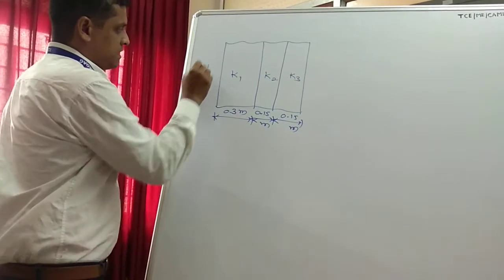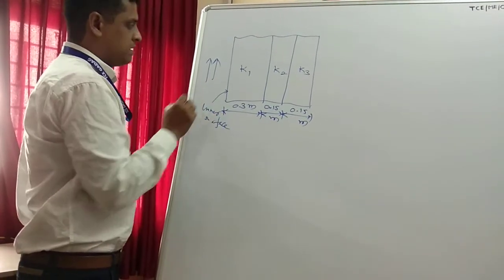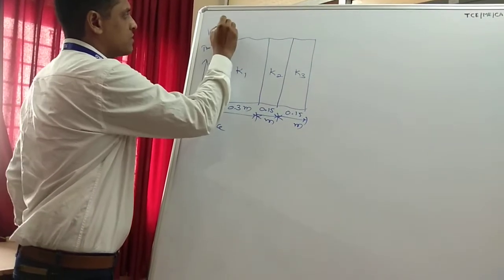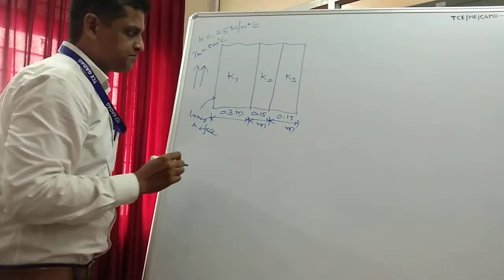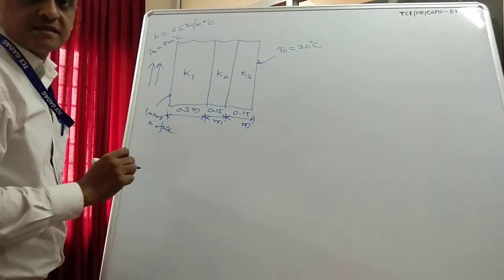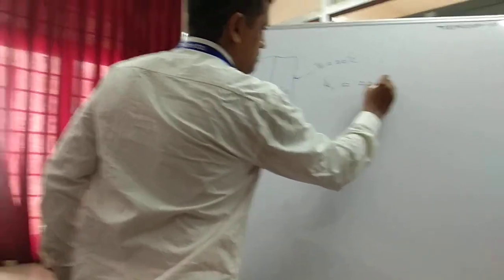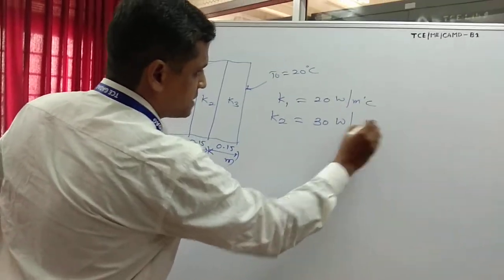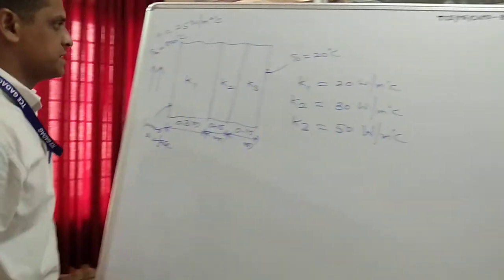and the convection takes place on the inner surface. This is the inner surface of the composite wall, and the ambient temperature given is 800 degrees Celsius and convective heat transfer coefficient is 25 watts per meter square degree Celsius, and outer wall temperature given is 20 degrees Celsius, and thermal conductivities of each material given that K1 is 20 watt per meter degree Celsius, K2 is 30 watt per meter degree Celsius, K3 is 50 watt per meter degree Celsius.